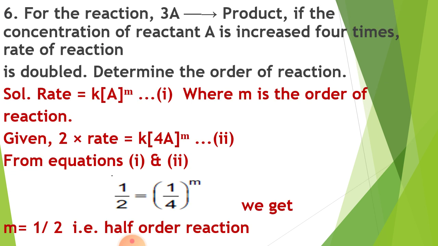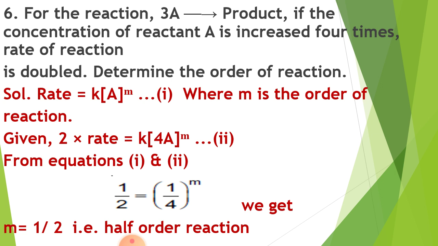Now question number 6. For the reaction 3A giving product, if the concentration of reactant A is increased 4 times, the rate of reaction doubles. Determine the order of reaction. This type of question may also be asked in the board examination. Solution: rate equal to K [A]^m, you can write x, y, z, any power by yourself, here this is equation number 1 where m is the order of reaction. Now given that the rate is doubled and the concentration of A becomes 4A. So 2 rate equal to K (4A)^m. This is equation number 2.